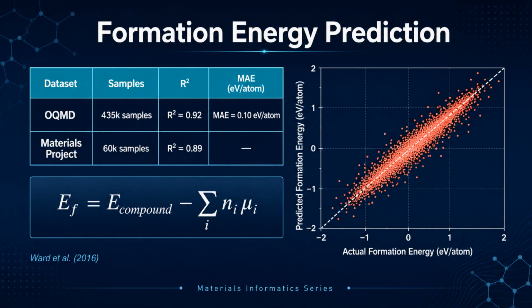Formation energy prediction is the most successful application of composition-based features. Ward and colleagues in 2016 achieved excellent predictive performance on OQMD with hundreds of thousands of compounds using random forest. They demonstrated strong correlation on Materials Project data as well. Formation energy indicates compound stability. Negative values mean the compound forms spontaneously.